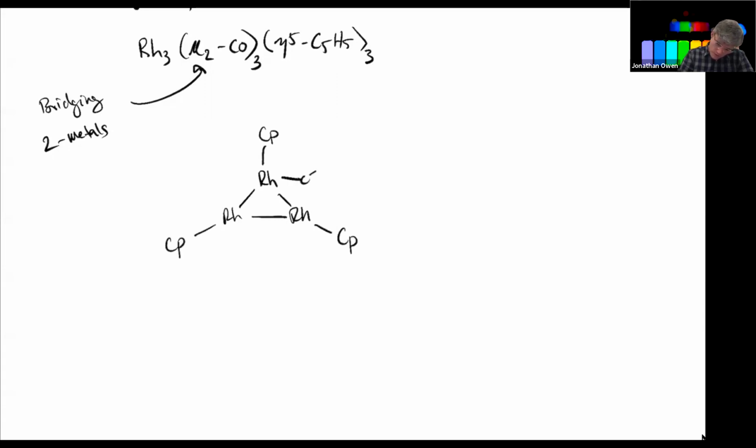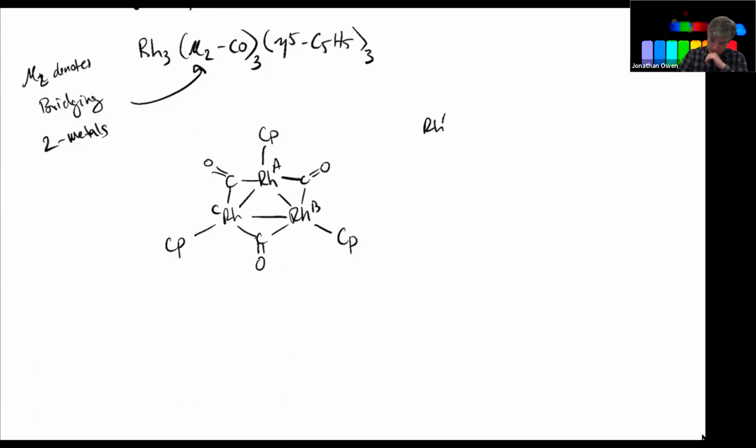Mu2 looks like that. That's a mu2CO, and there are 3 of them. So let's give this one an A, a B, and a C.